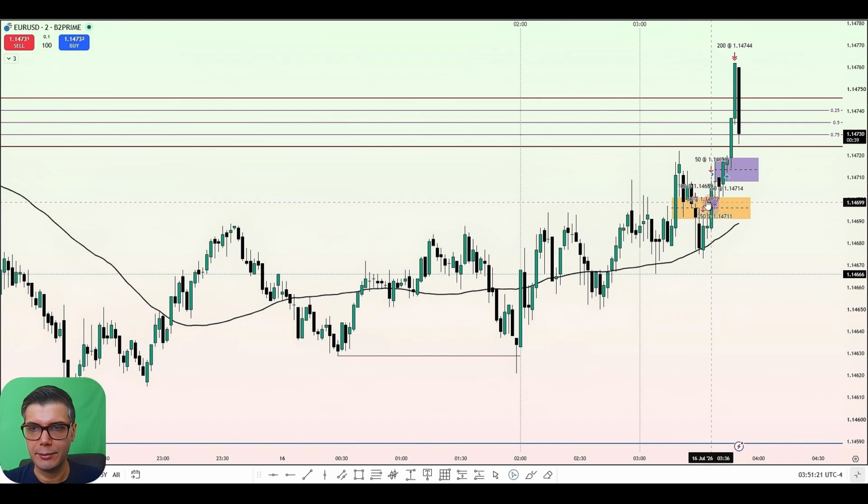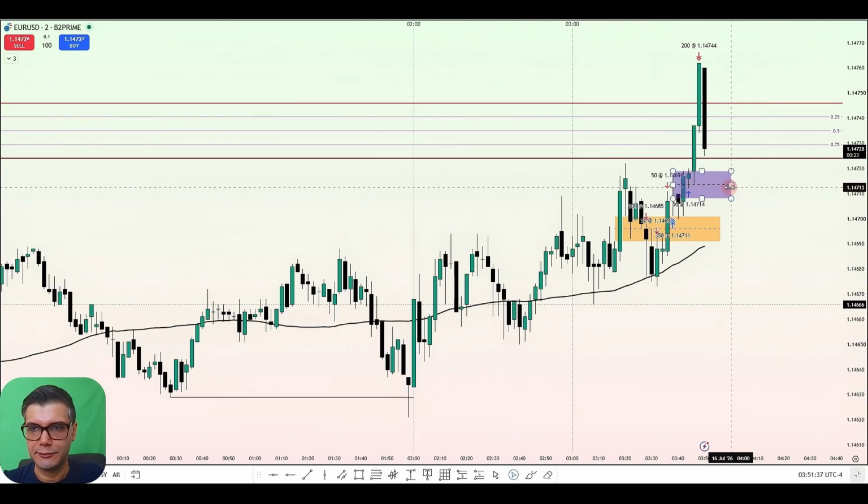But we got stopped above this wick. I mentioned I'm looking at this wick in here. After we got stopped, I added to my buy position twice, here and here, and now we are having that sell-off. So the sell-off, we might be able to go short.